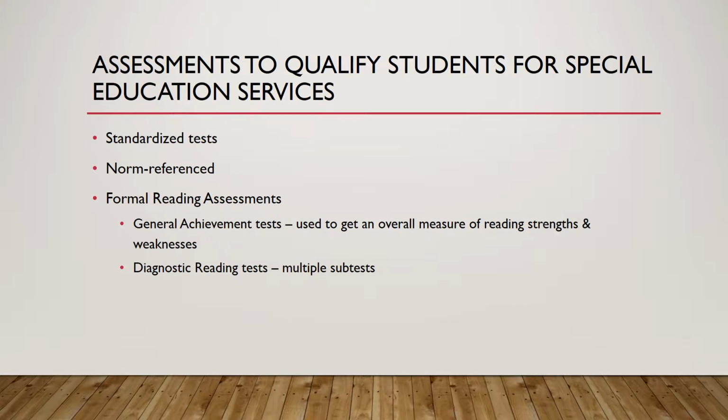But assessments that you use to qualify students for special education services have to be standardized. They are almost always norm referenced. You might have a few criterion reference things, but typically we're looking at a norm reference that's going to provide you with a percentile ranking so you can see where students fall to categorize their performance as being a deficit or disability. So the different assessments to qualify students for special education services can be just a little bit different than some other categories.